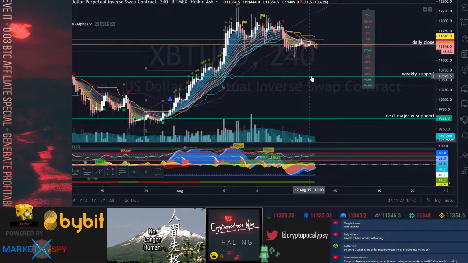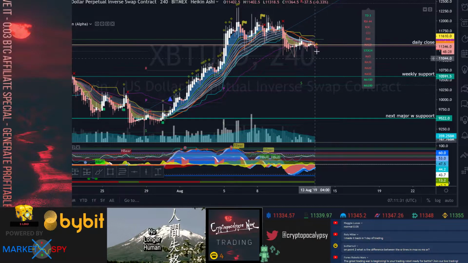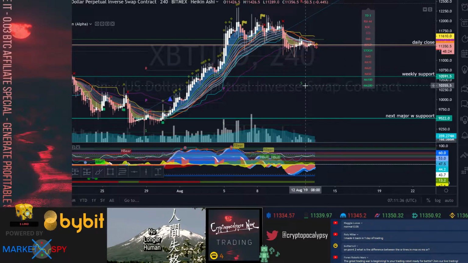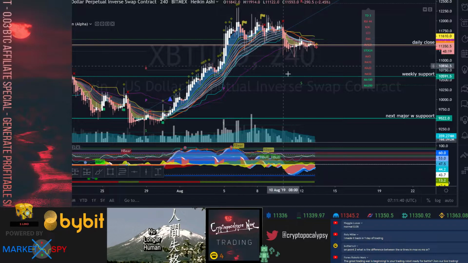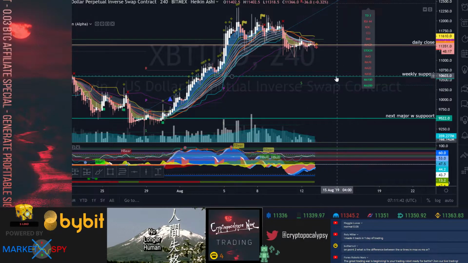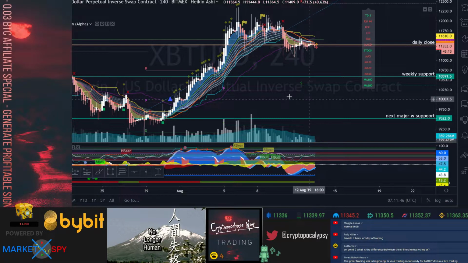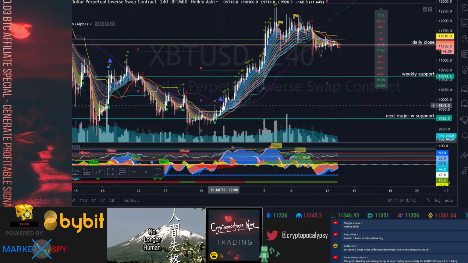Our weekly support is over here. We will probably wick down below to 10,000. It's not like we're gonna stop at 10,500 if we fall. So we will probably touch this. The P line is our pivot. It is expected that we will come back down here and reverse or bounce, or if we cross it, this will act as a reversal point for us.